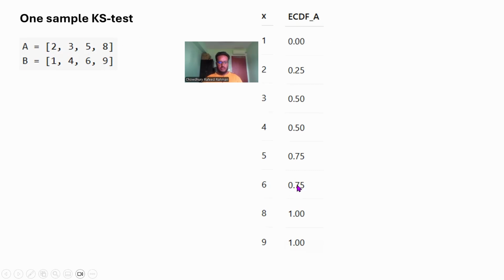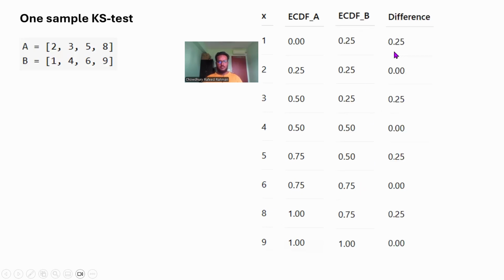Similarly, if you look at the ECDF of A at 6, you can see that there are 1, 2, 3, 5. These three values are less than or equal to 6. So the ECDF of A will be 3 out of 4, which is 0.75. Similarly, you can get the ECDF of B.